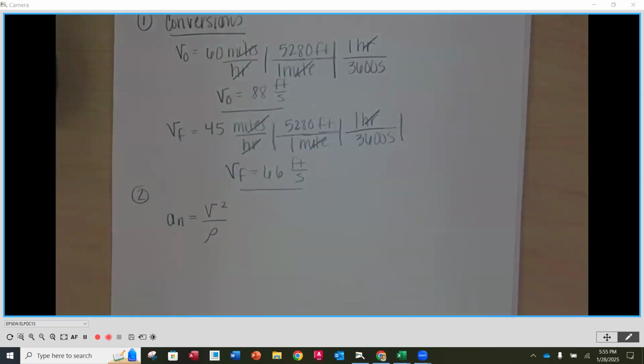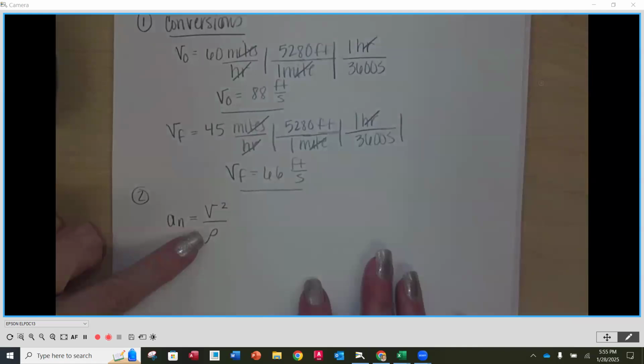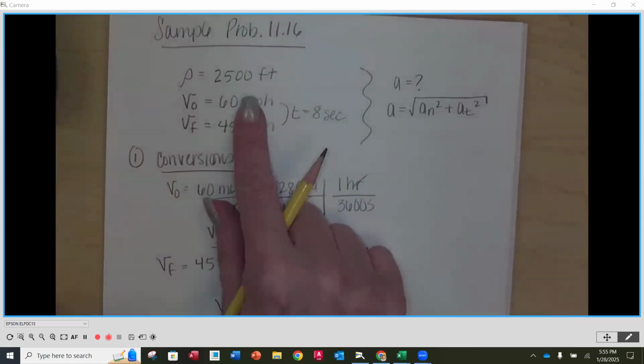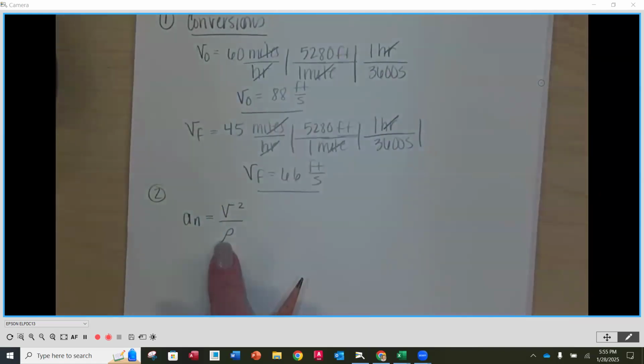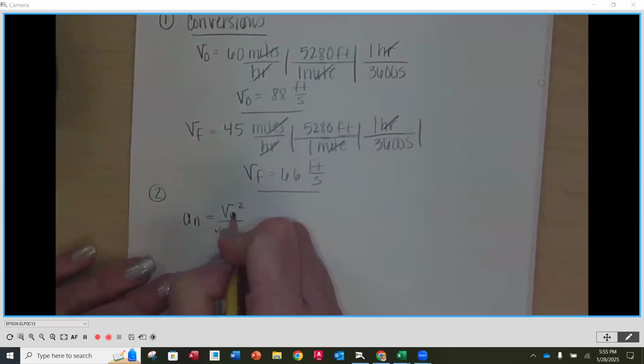Okay. Now in this problem, we're given rho. That's the radius of the curve, which is 2,500 feet. So we'll be able to put that in. So we know what rho is, right? Now the velocity here, okay? The velocity that they're looking at for the normal, we want it to be right, because the question is asking us, what is the constant acceleration that's going to occur right after they start putting the brakes on? So that means that this is going to be our original or initial velocity that we're going to use here.